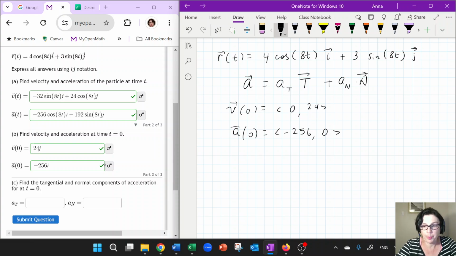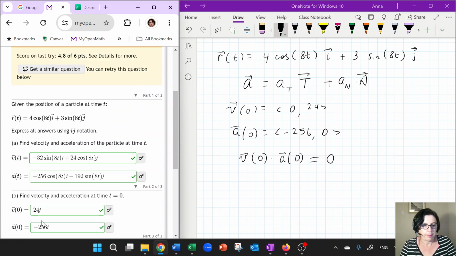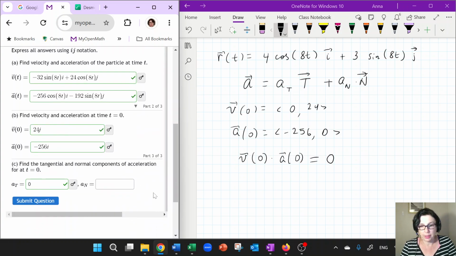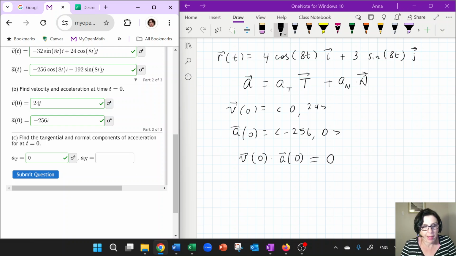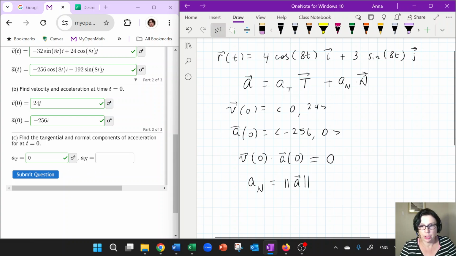Okay, now what happens when we compute the dot product of these vectors? So this is actually going to be a much simpler example. When we find the dot product, you will see that it's 0, because 0 times anything is 0, plus 24 times 0, again this is 0. Okay, so the tangential component here is going to be 0 in this case. And then the normal component will be equal to the magnitude of acceleration, because there is no tangential component. So in this case, the normal component is the magnitude of the acceleration, because there is nothing to subtract, because the tangential component is 0.